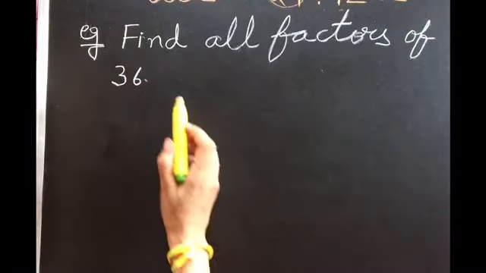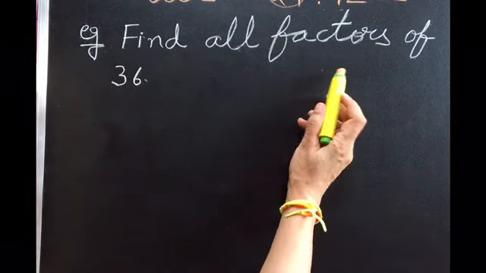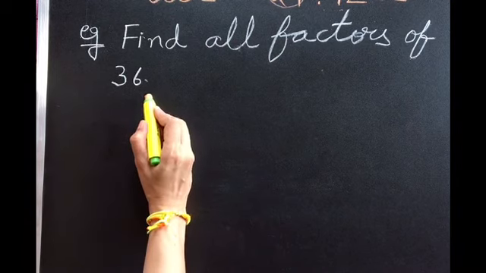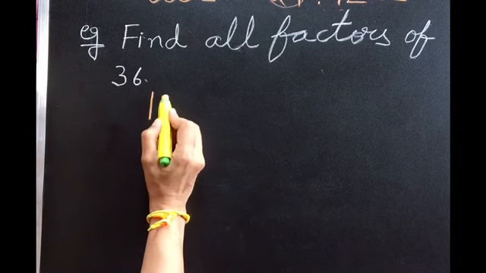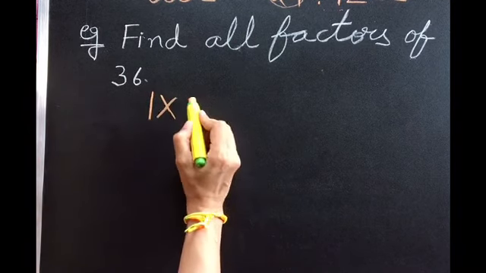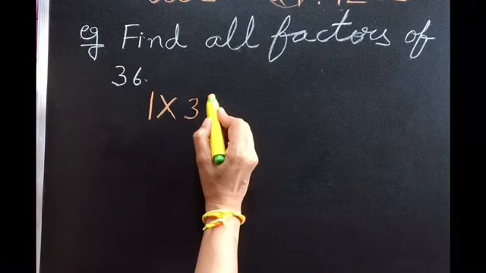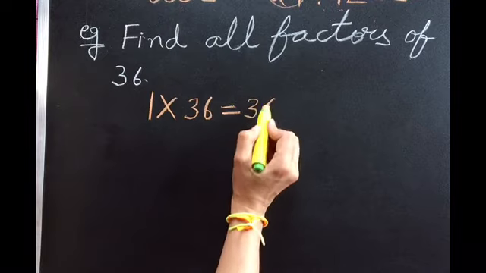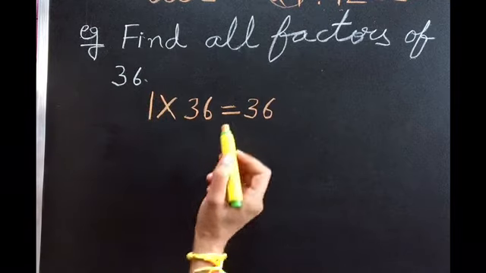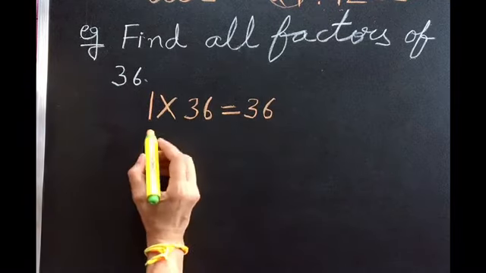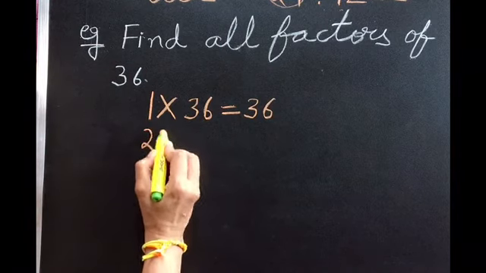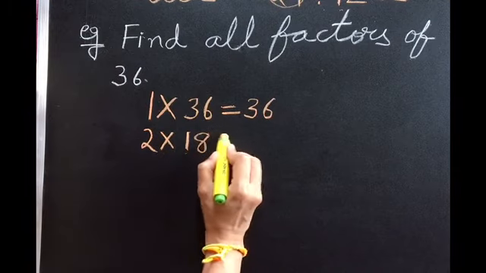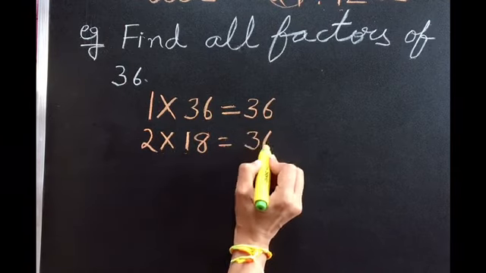Let us take an example. Find all the factors of 36. Now let us start with 1. As you know, 1 comes in table of all. So 1 multiplied by 36 is equal to 36. Now let us divide it with 2. 2 multiplied by 18 is equal to 36.